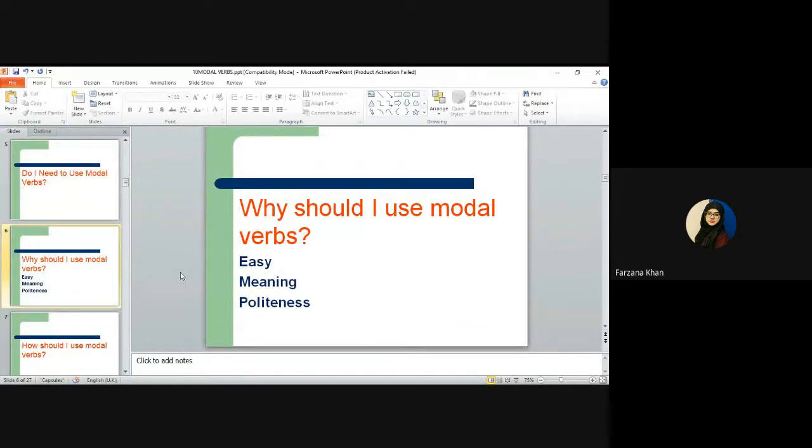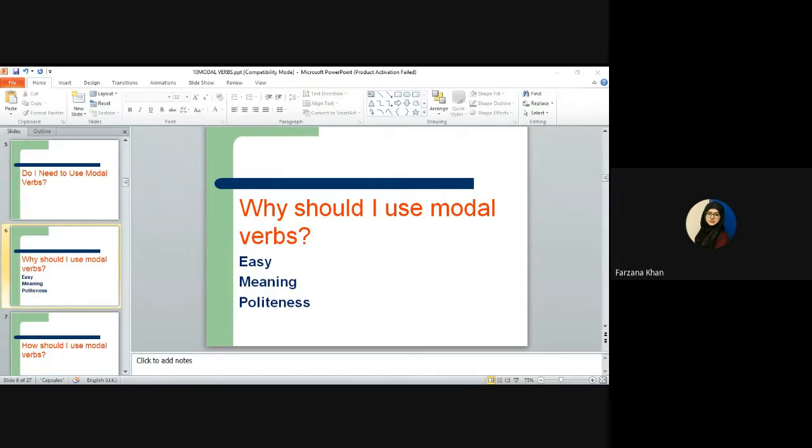You must be thinking, why should I use modal verbs? Right? So let me tell you why you should use modal verbs. Again, in this sentence should has been used, and should is also a modal verb. I have told you that there are modal verbs everywhere and you are using them without knowing them. So why not use them after knowing them? Why not make the speech more effective, more meaningful, and more clear?